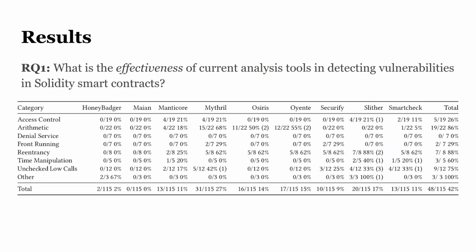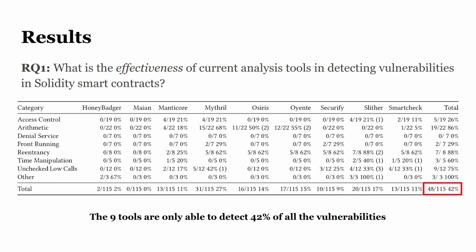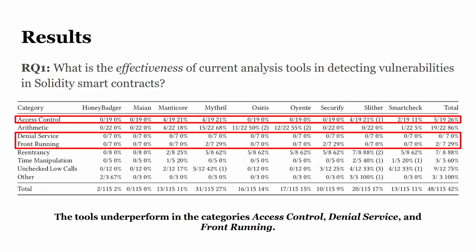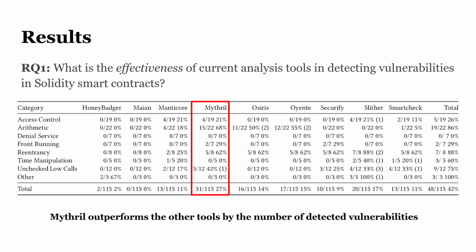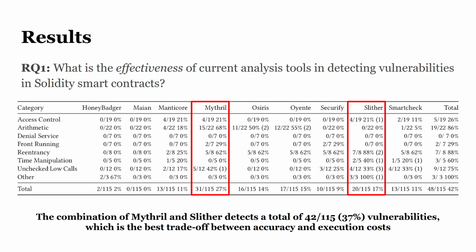When considering the smaller dataset, the results show that the 9 tools are only able to detect 42% of all the vulnerabilities. Moreover, they underperform in 3 categories: access control, denial of service, and front-running. Mythril outperforms the other tools by the number of detected vulnerabilities. We also investigated the combination of different tools, and we observed that the combination of Mythril and Slither detects 37% of all vulnerabilities, which seems to be the best trade-off between accuracy and execution costs.